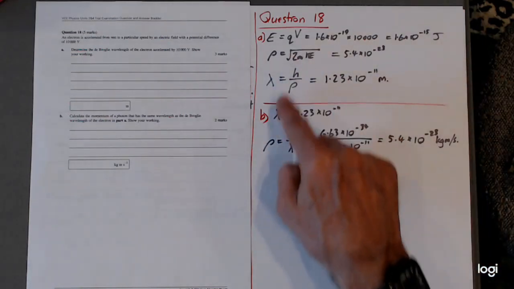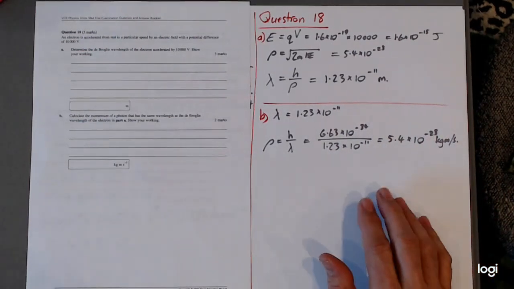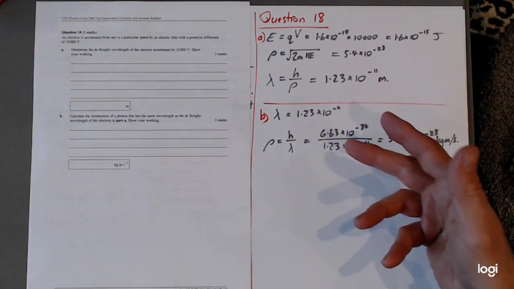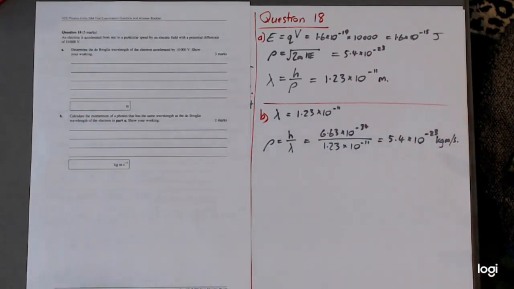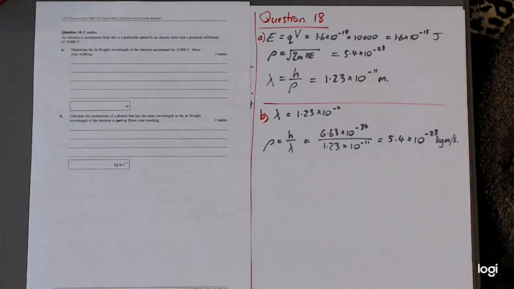Because this is very easy to forget, and it's very easy to get it the wrong way around. It's very easy to use a formula that's meant for photons on electron momentum or something like that, and you end up getting lost very easily in these questions. Okay, so this question is about an electron that's accelerated from rest to a particular speed by an electric field with a potential difference of 10,000 volts.